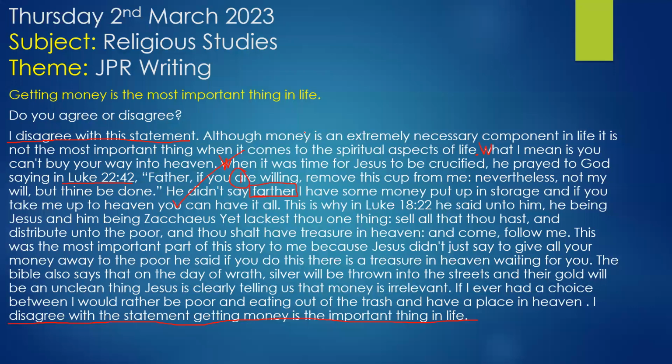This is why in Luke she mentions another Bible verse. And what she's trying to say with that is that Jesus and Zacchaeus, yet he lacked the one thing. How should I put this?